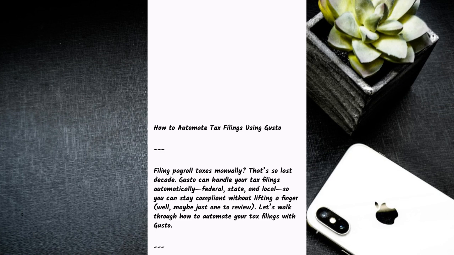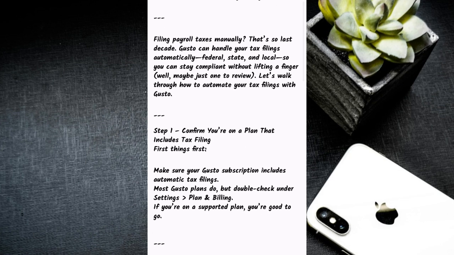Now let's walk through how to automate your tax filings with Gusto. The first step is to confirm that you're on a plan that includes tax filings. First things first, make sure your Gusto subscription includes automatic tax filings. Now, most Gusto plans do, but you want to double check under settings, plan, and billing. And if you're on a supported plan, you're good to go.